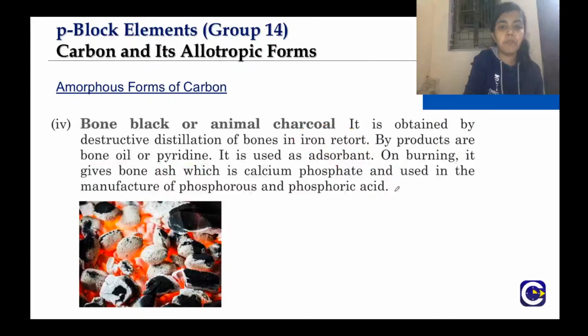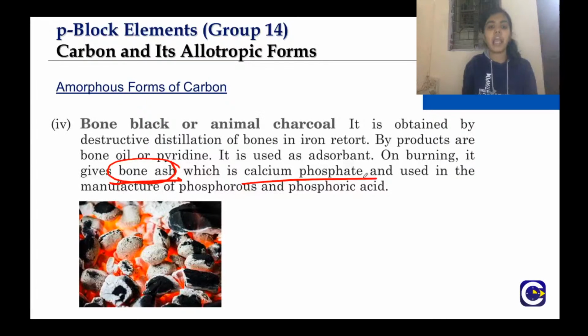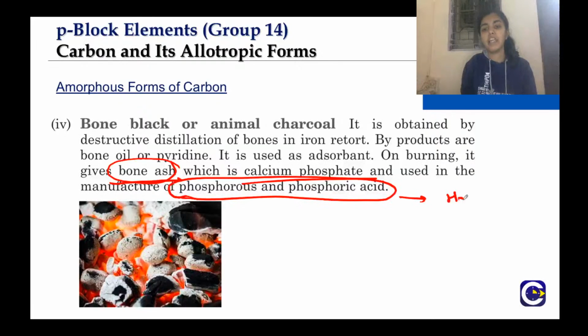So on burning bone black or animal charcoal, it gives what? Bone ash, which is rich in calcium phosphate, and it is also used in the manufacture of phosphorus and phosphoric acid. What is phosphoric acid? H3PO4. So bone black or animal charcoal is also used in the manufacture of phosphorus and phosphoric acid.